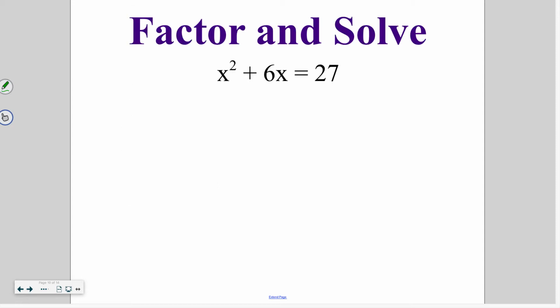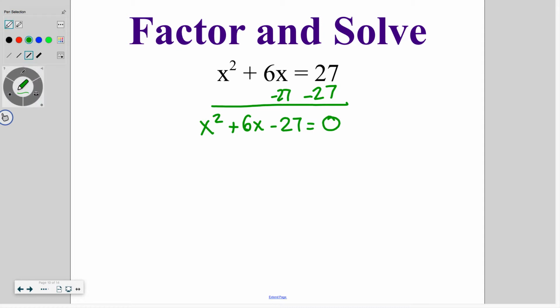Then we have problems where we actually need to solve. Our goal is still to be able to find those binomial pairs, and in order to do this, we need the equation to be set equal to 0. So I'm going to subtract 27 from both sides, and I get x squared plus 6x minus 27 is equal to 0. If the equation does not equal 0, you cannot solve it. So you have to make sure that one side of your equation is completely equal to 0.